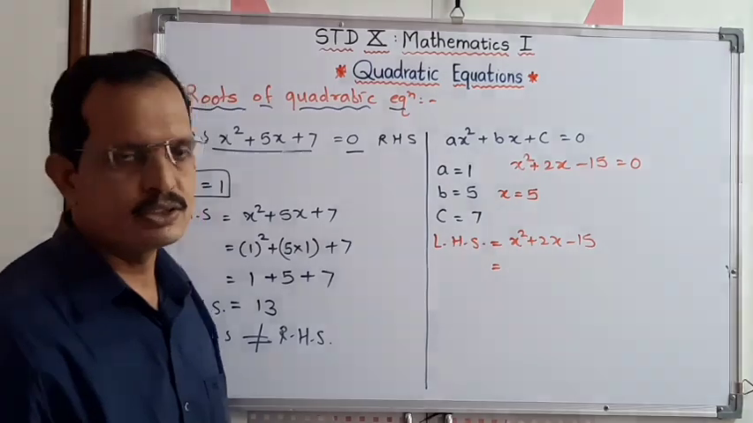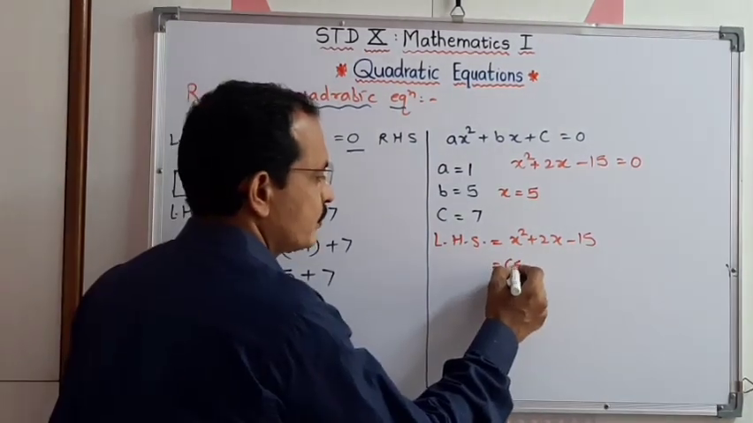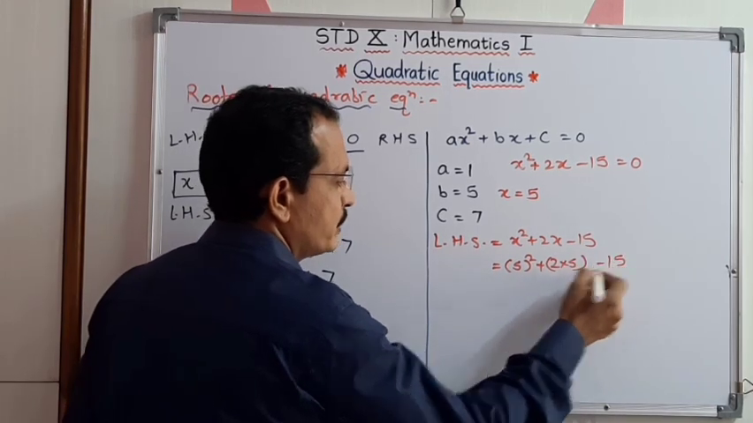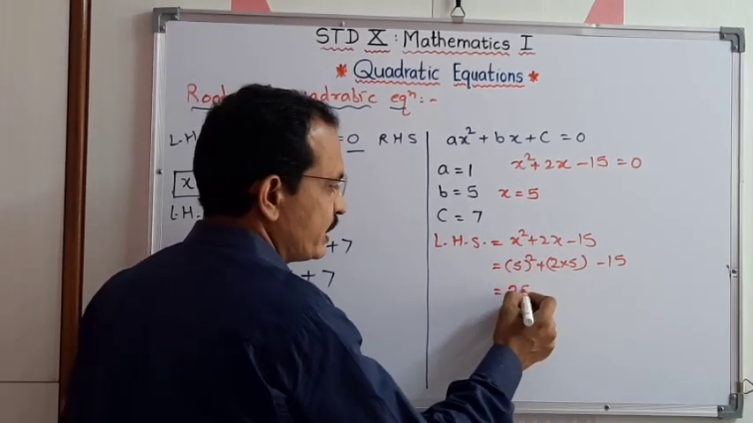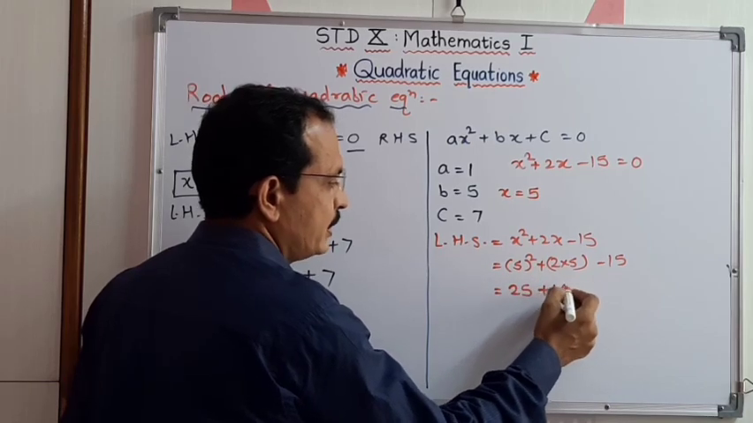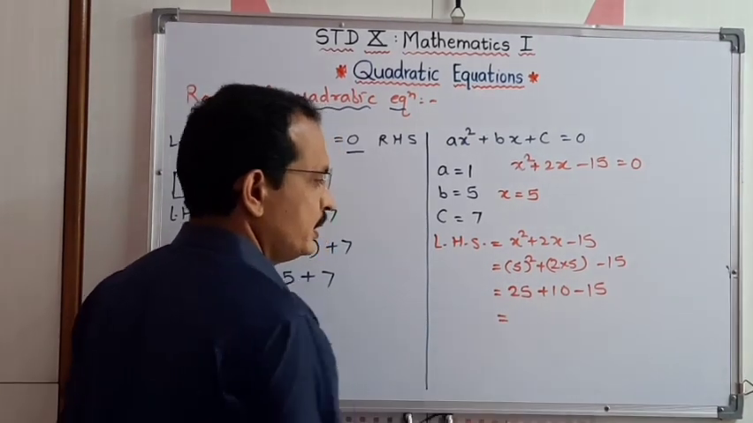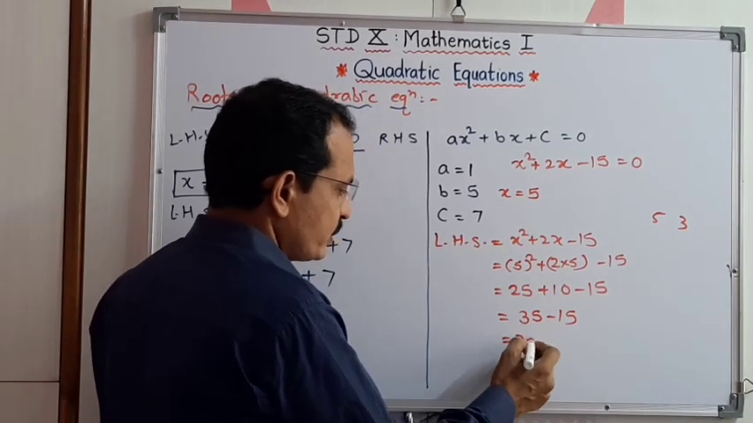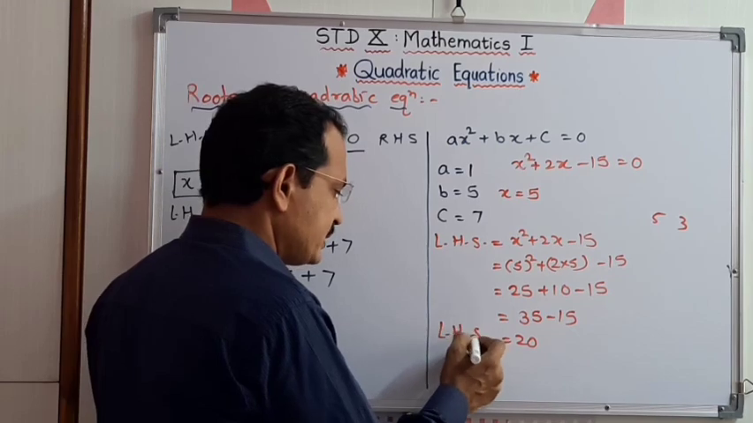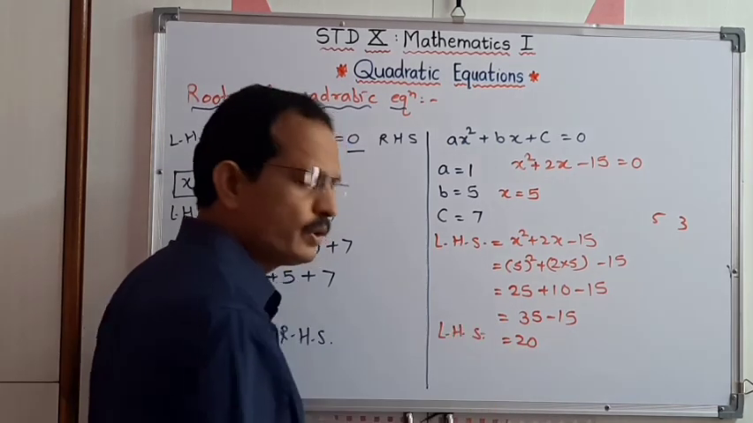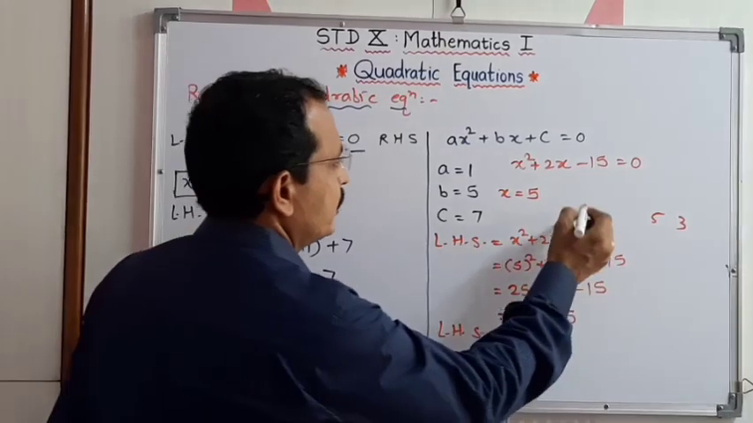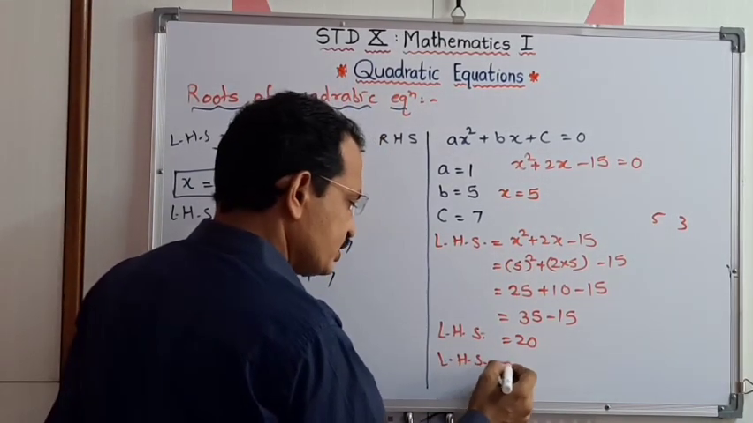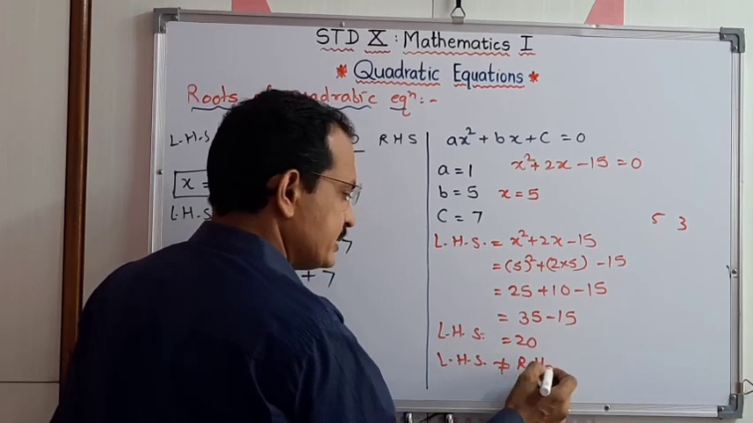Now substitute x is equal to 5. Then it is 5 square plus 2 into 5 minus 15. Square of 5 is 25 plus 10 minus 15. It is 25 plus 10, 35, minus 15, it is 20. Now LHS is equal to 20. Here RHS is 0. Therefore LHS is not equal to RHS.